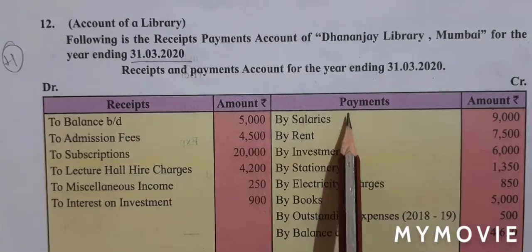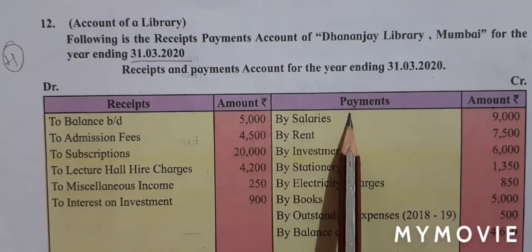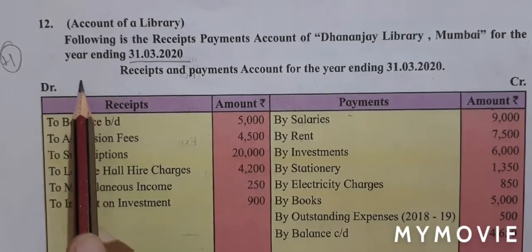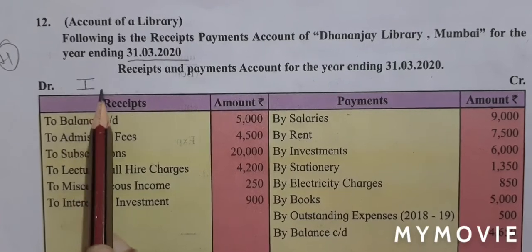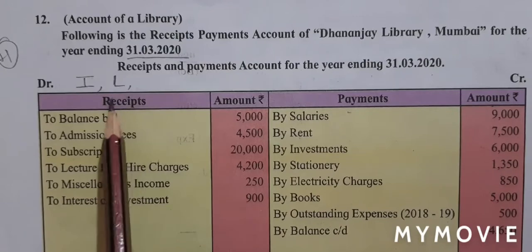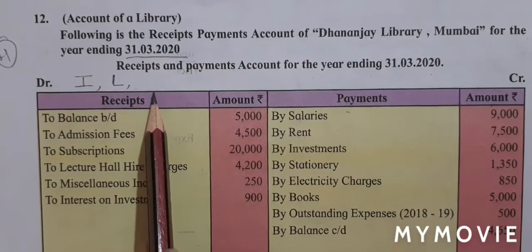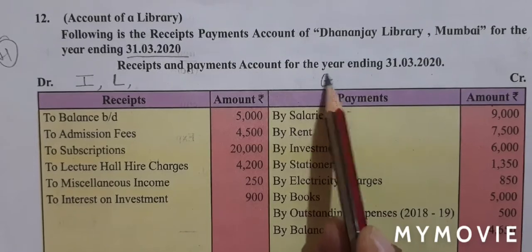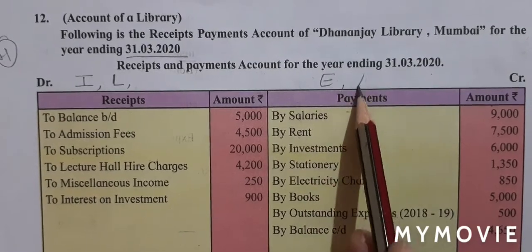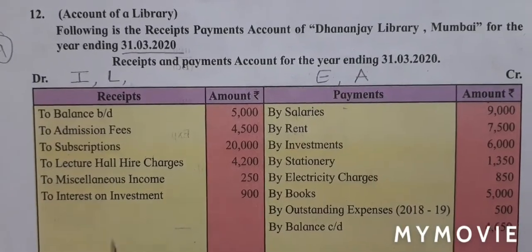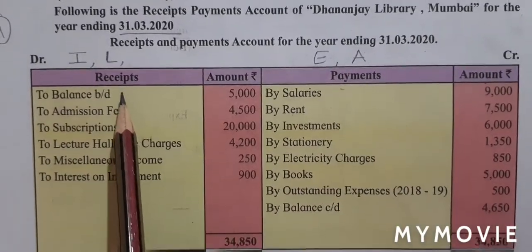Before we begin reading our receipts and the payment side, let us recall: on the receipt side we have income, so I, liability L, and there could be a sale of asset. On the payment side, expenses E, and for asset A. Let's begin reading on the receipt side.